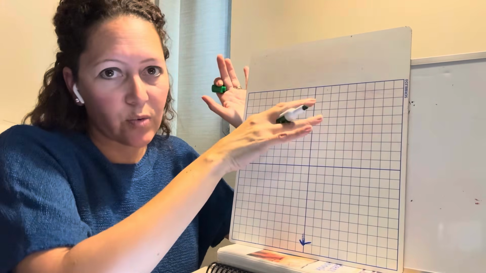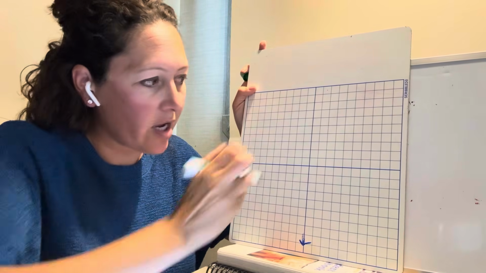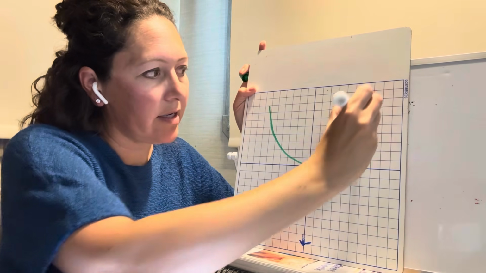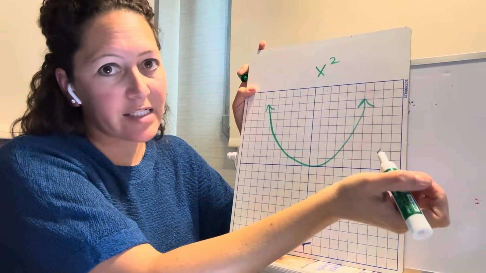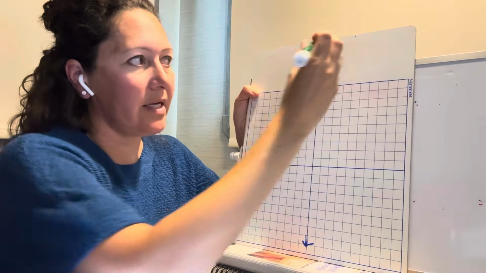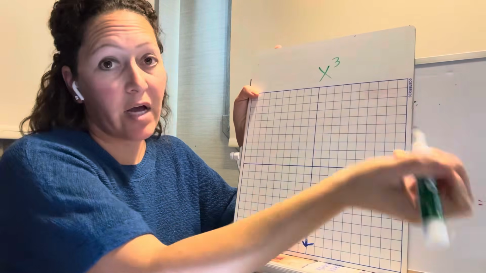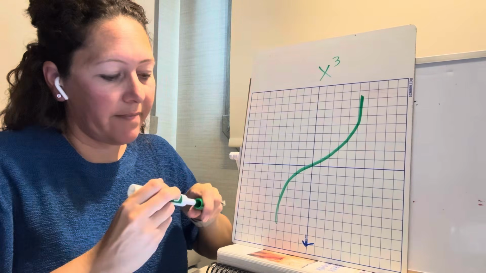Other things will tell us where it would place on the graph, but the simplest is to just have it go through the origin. A quadratic has a parabola like this. That's when we have something like x squared. And then a cubic is where x has an exponent of 3, and those graphs look like this.